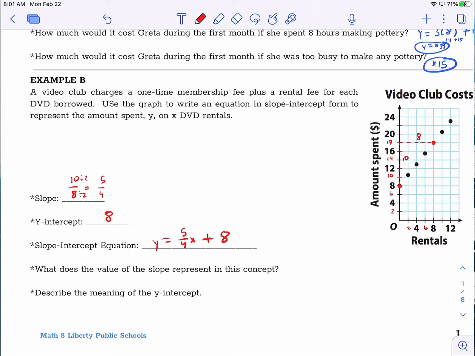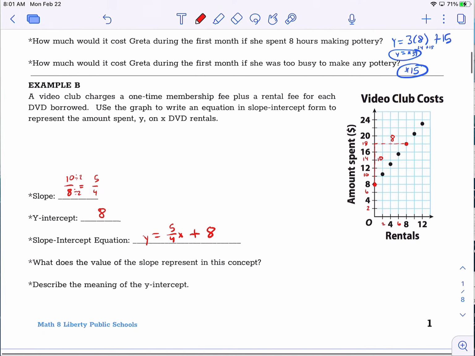Okay, the next two questions are the ones that might be a little more difficult. It says, what does the value of the slope represent? You might need to go back and reread the question, but it says a video club charges a one-time membership fee plus a rental fee for each DVD borrowed. So the value of the slope represents the cost for each DVD.